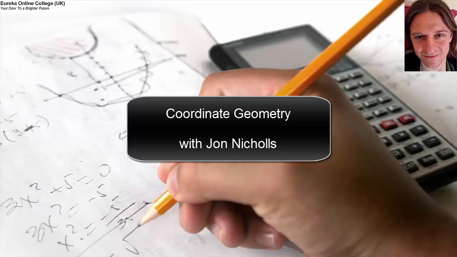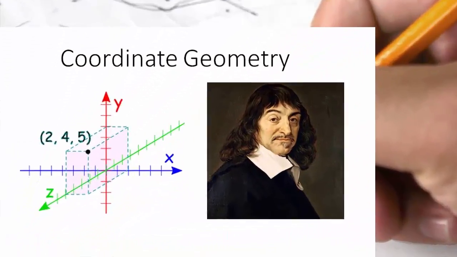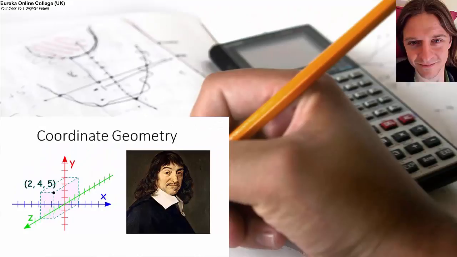Coordinate geometry was something which first came about thanks to a very famous person called René Descartes. That's why you'll often hear coordinates referred to as Cartesian coordinates and coordinate geometry referred to as Cartesian geometry. It's just in homage to René Descartes, who was the first mathematician to represent his formulas graphically. And that only happened about 500 years ago, so it's quite interesting that mathematicians didn't think in terms of graphs up until relatively recently.